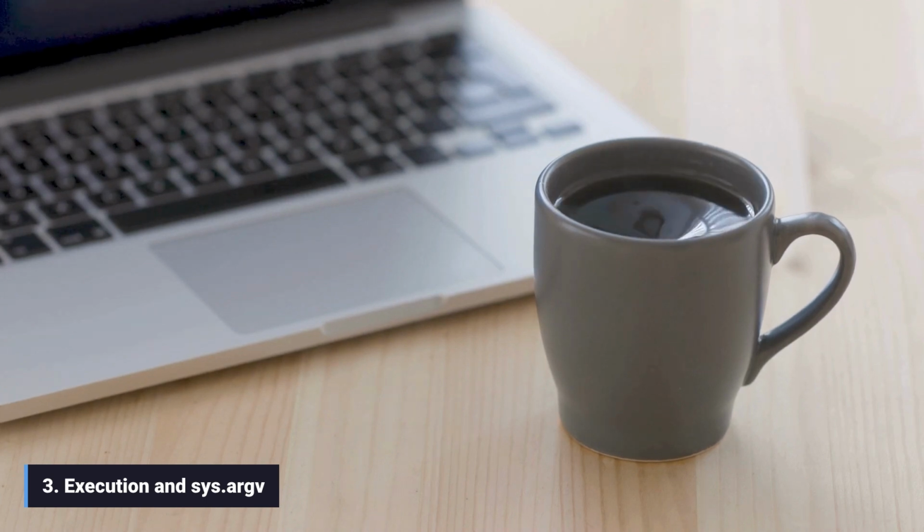3. Execution and sys.argv. When you run your script using the VS Code debugger with this configuration, sys.argv at index 1 will be argument 1, sys.argv at index 2 will be 100, and so on. This effectively bypasses the need to type arguments every time in the terminal, especially when debugging.